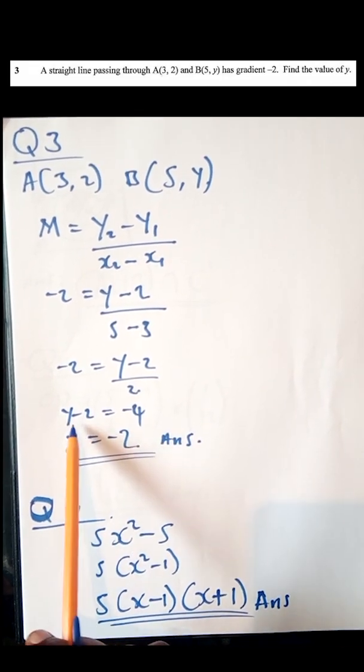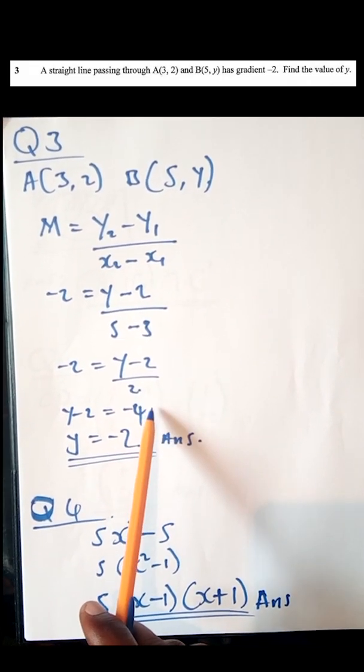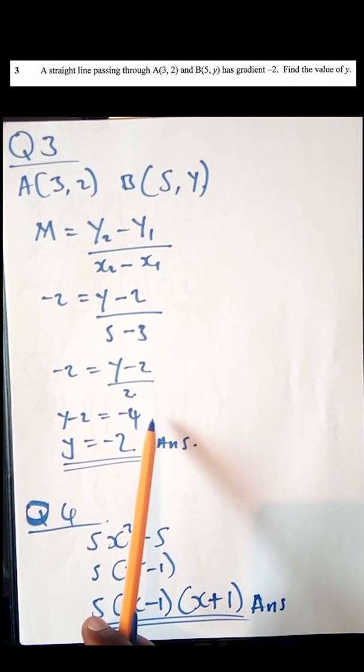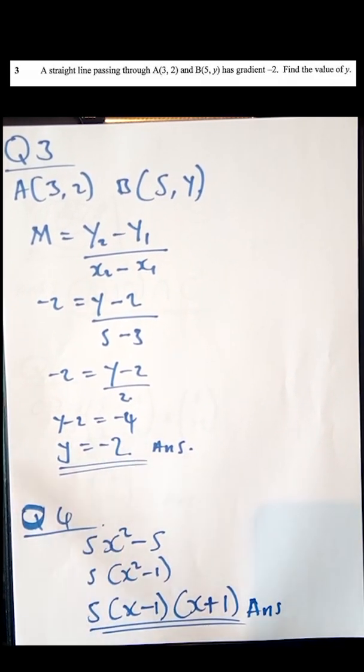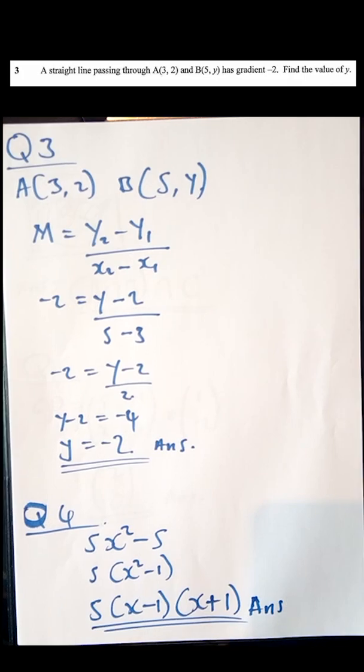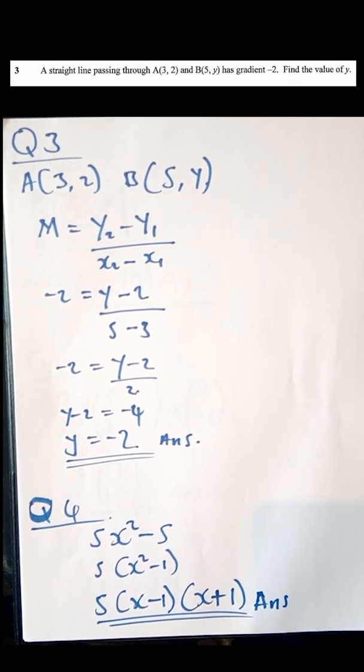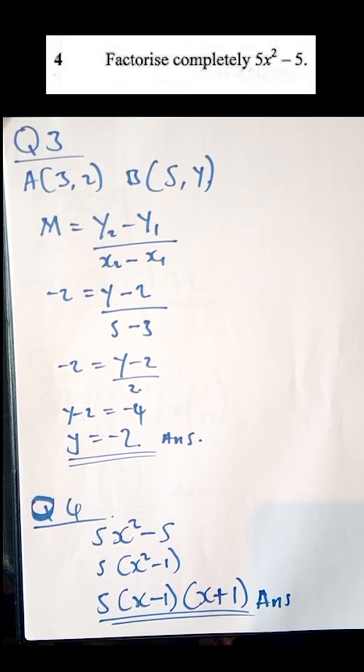Working out this equation, negative 2 comes this side and becomes a positive 2. Negative 4 plus 2, the answer is negative 2. So that's the value of y. Your y is negative 2.